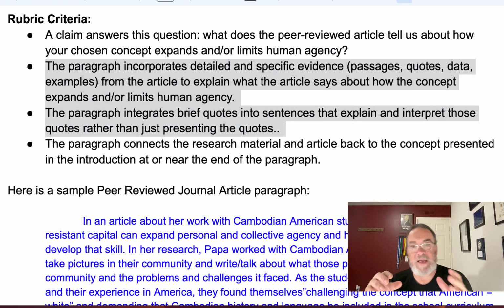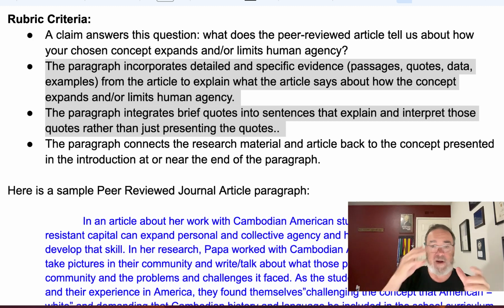Hi, in my email I talked about claim sentences for our peer-reviewed article paragraph. What I want to do here is zoom in on the support part of those paragraphs. And by that I mean the two things that I've highlighted here on the rubric.